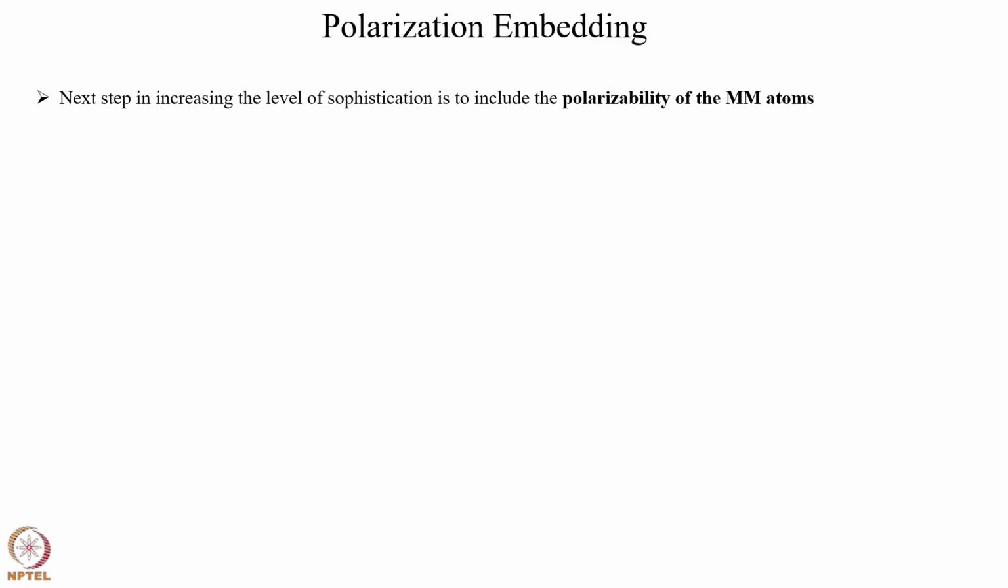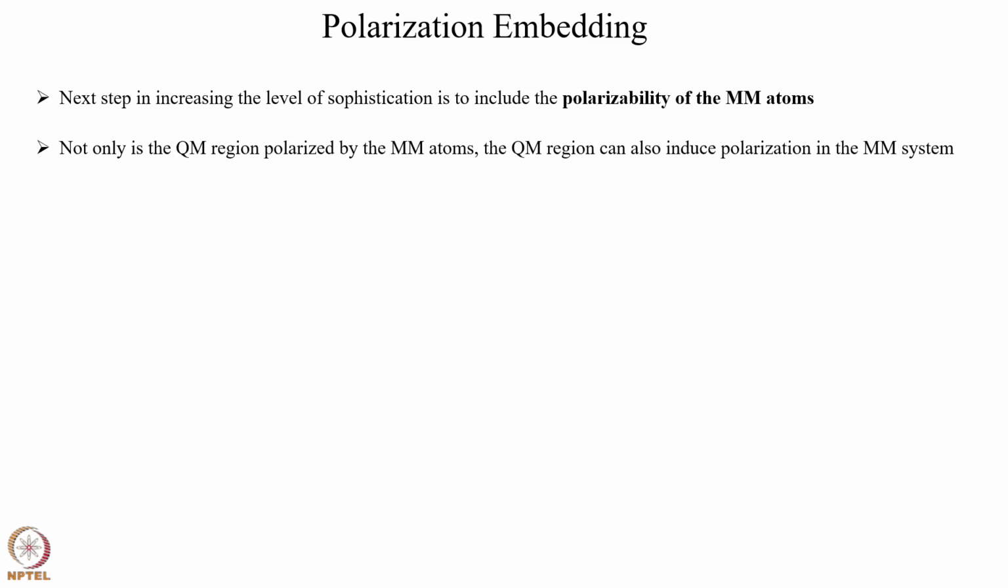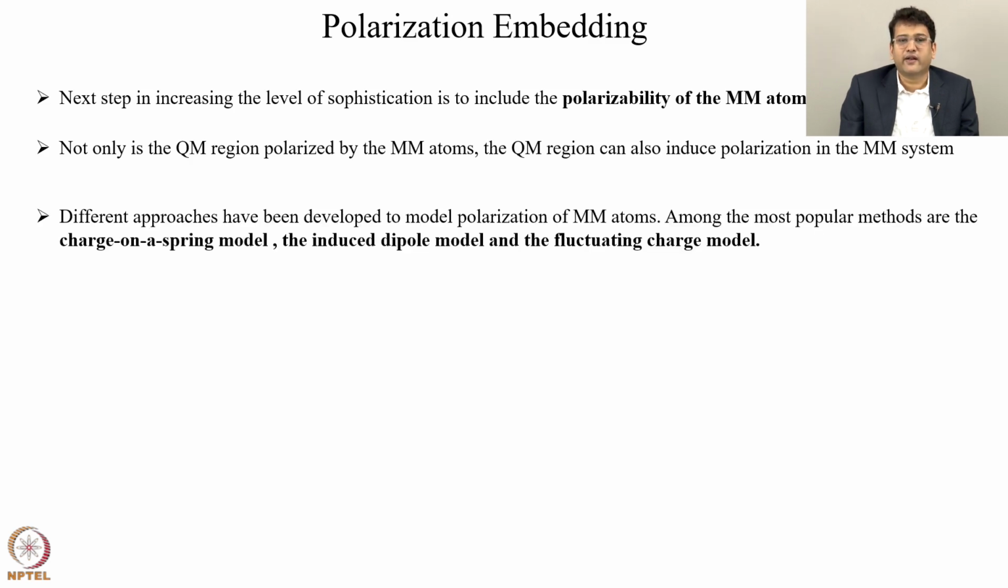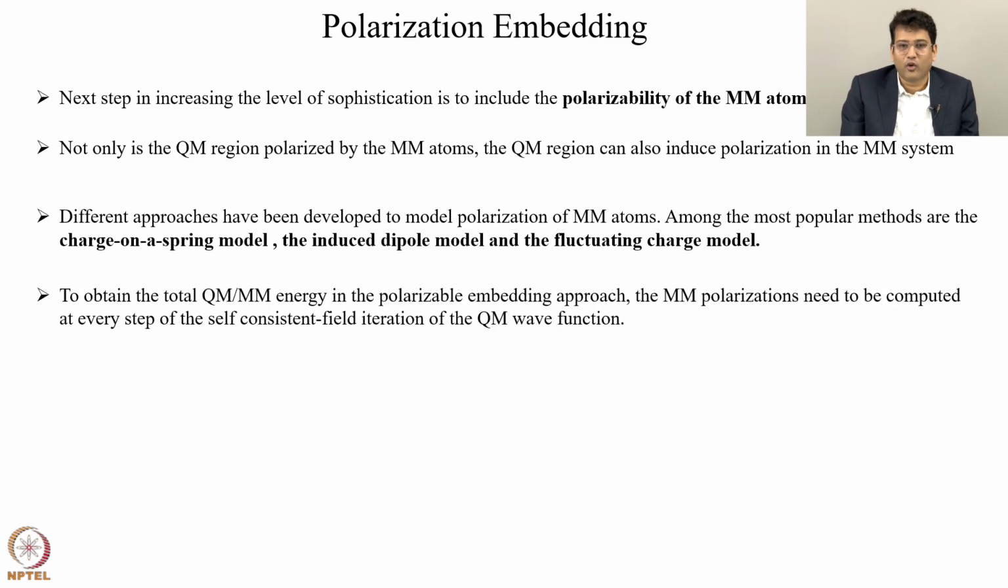So, the next step in increasing the level of sophistication is to include the polarizability of MM atoms. In this case, not only will the QM region be polarized by the MM atoms, the QM region can also induce polarization in the MM system. So, two-way polarization is there, and different approaches have been developed to model polarization of MM atoms, because remember, an MM atom does not contain any wave function, so you cannot polarize the wave function. Among the most popular methods are the charge-on-a-spring model, induced dipole, and the fluctuating charge models.